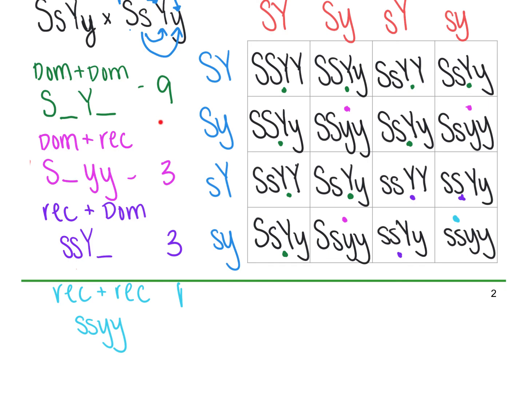Okay, so our last step. We have our vertical column. We're just going to turn this into that ratio now. So I'm just going to rewrite it: 9 to 3 to 3 to 1.